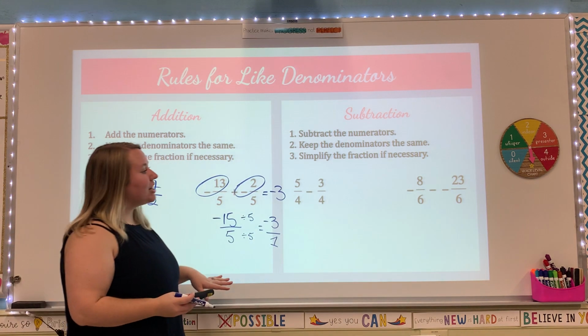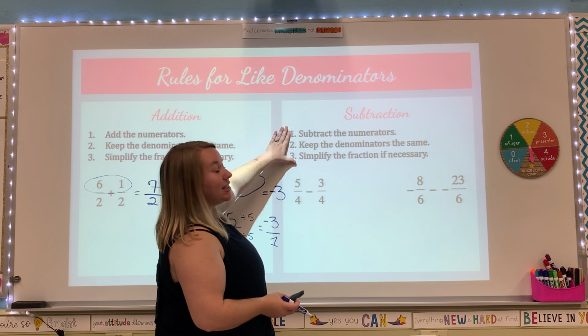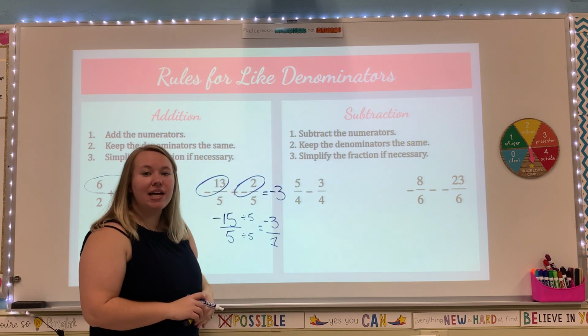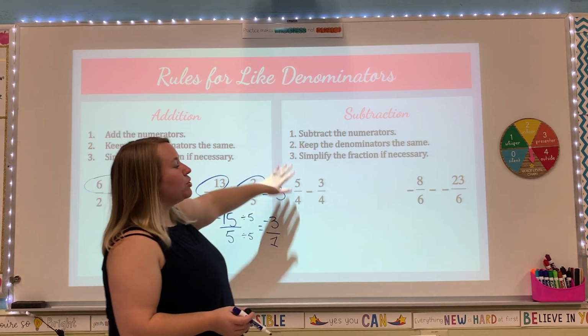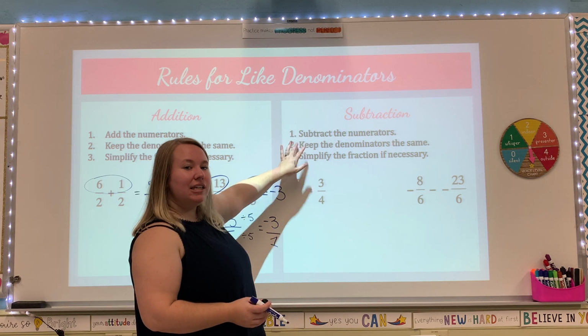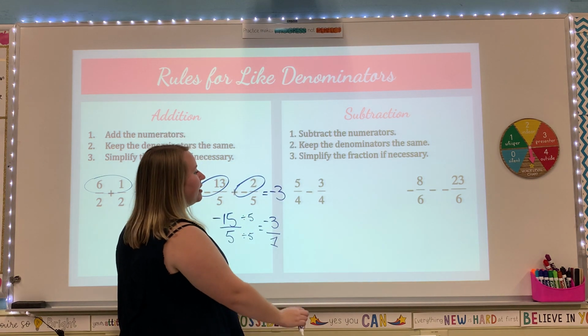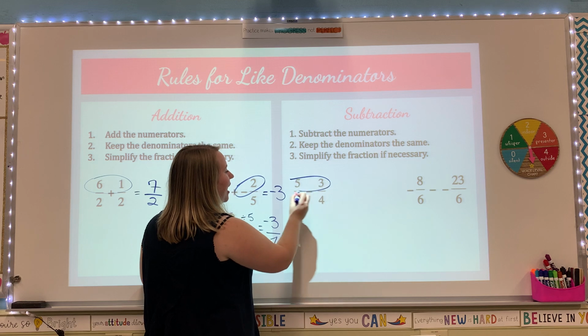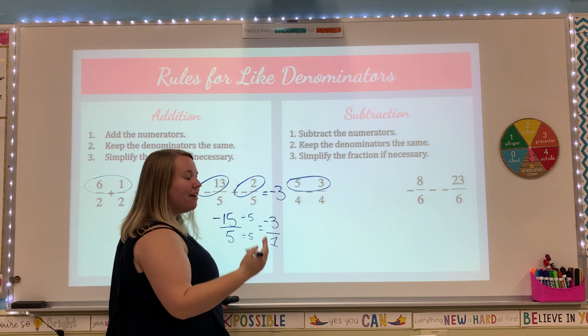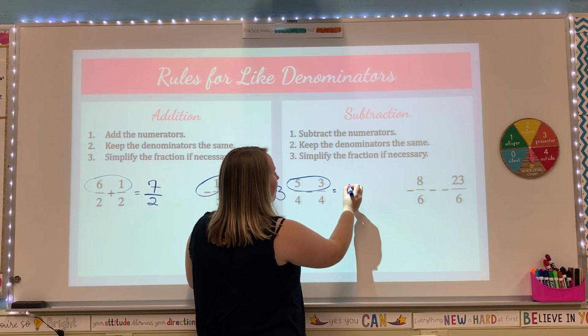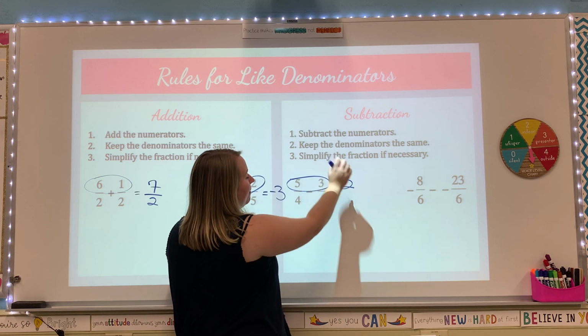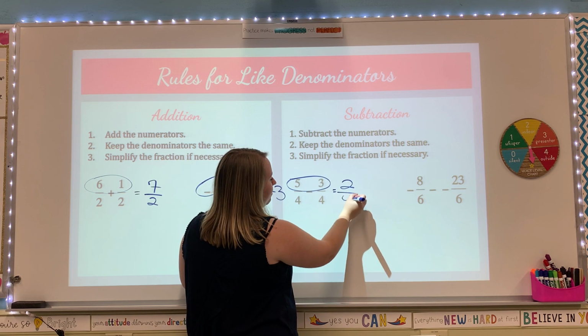When we're doing subtraction, we're actually going to do the same exact process. The only thing that changes is that we're going to subtract our numerators instead of add them. So looking here, my numerators are 5 and 3. When I do 5 minus 3, we get the number 2. We're going to keep the denominator the same, which is 4.